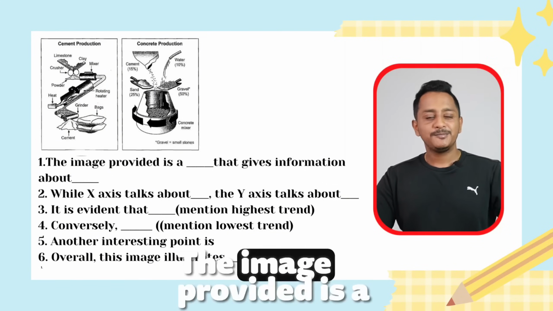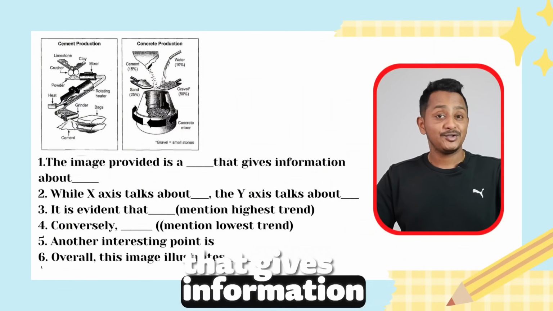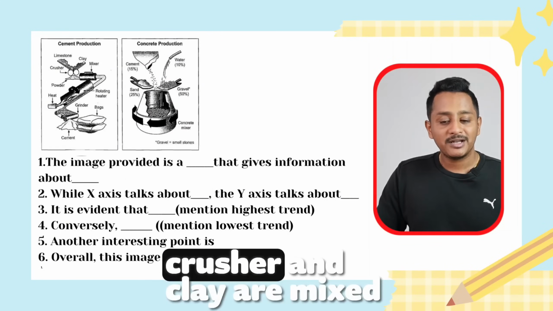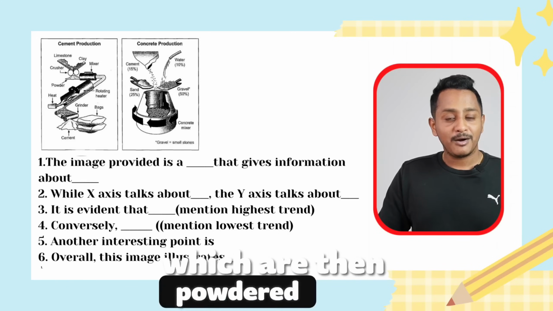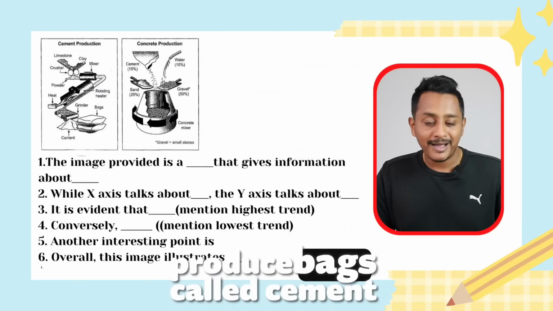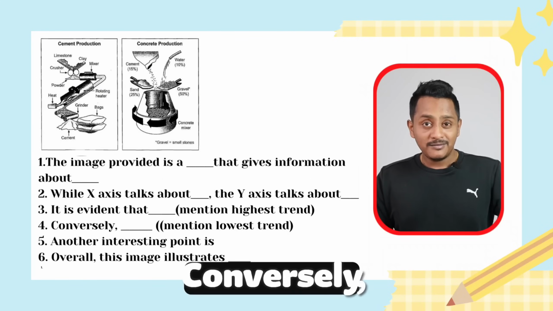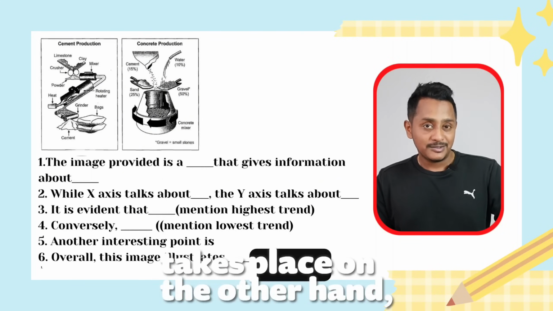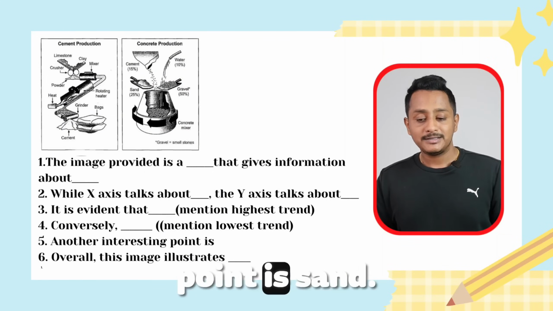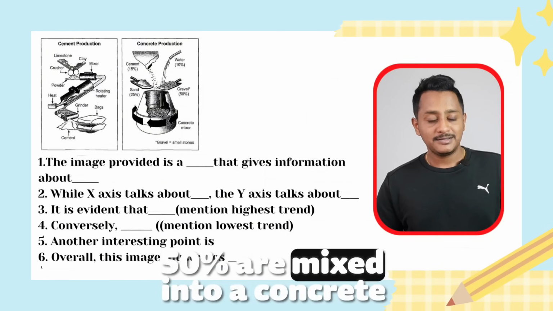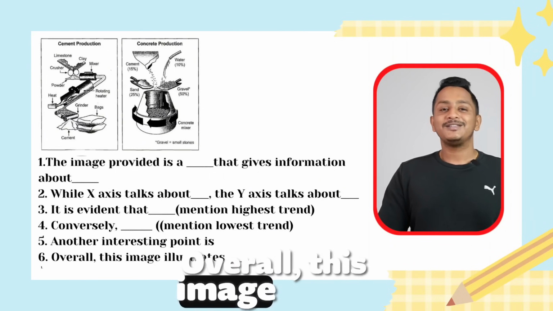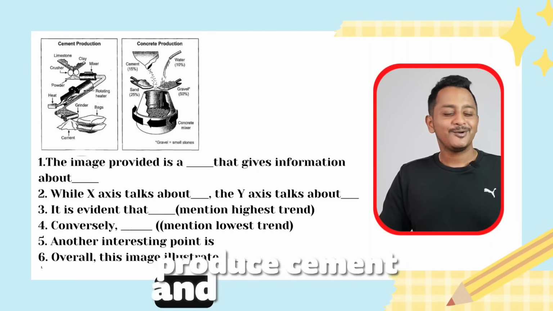Let's start. The image provided is a process diagram that gives information about cement production and concrete production. It is evident that limestone crusher and clay are mixed into the mixer, which are then powdered and then pushed into rotating heater to produce heat, which is then grinded to produce bags called cement bags. Conversely, concrete production also takes place on the other hand with 15% of cement and 10% of water. Another interesting point is sand 25% and gravel 50% are mixed into a concrete mixer producing concrete production. Overall, this image illustrates the steps to produce cement and concrete.